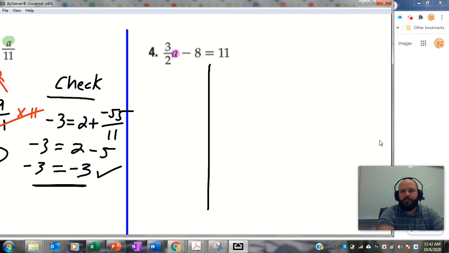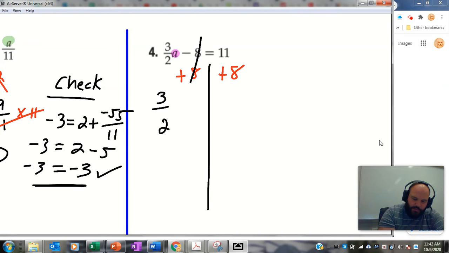We are going to undo the subtraction first, and we're going to do that by adding 8 to both sides. So we're going to add 8 to both sides like that. And once I do that, these two 8's cancel, and we're left with 3 over 2a equals 19. So now this is where a lot of times people will forget what to do, but this 3 over 2 right here is multiplying the a.